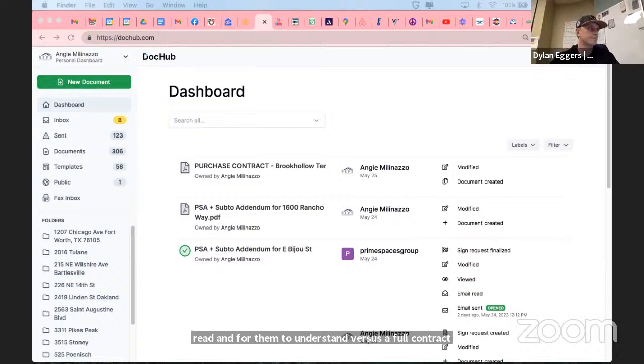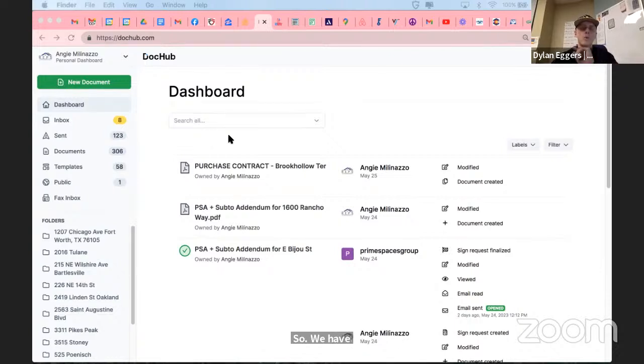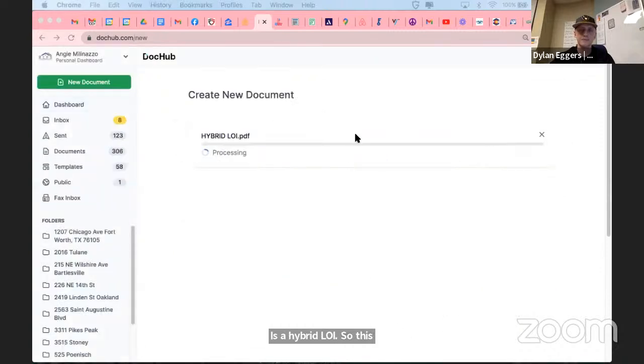We have 3 letters of intent. One is for seller finance, so they don't have a loan. We're only doing seller finance. One is for subject to only, where I'm only going to give them a down payment and take over the loan. And this third one, the one that we're going to use, is a hybrid LOI. This is seller finance and subject to together.